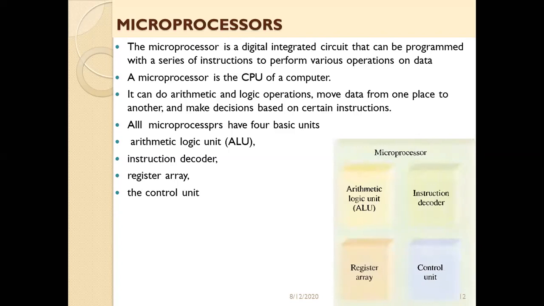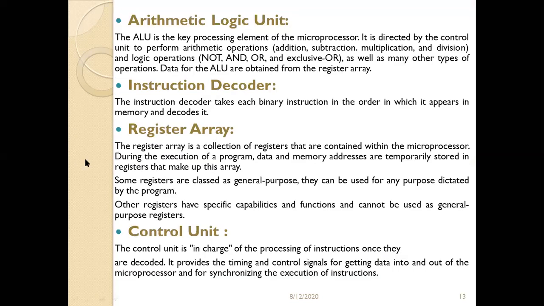These are arithmetic logic unit, instruction decoder, register array, and the control unit. So if you take any microprocessor, you will see the arithmetic logic unit inside, the instruction decoder inside, the register array inside, and the control unit inside. The functions of those things would be over there, whatever the architecture would be there, but those functional units should be there inside the central processing unit or the microprocessor. Now let us see what is the arithmetic logic unit and the other units.